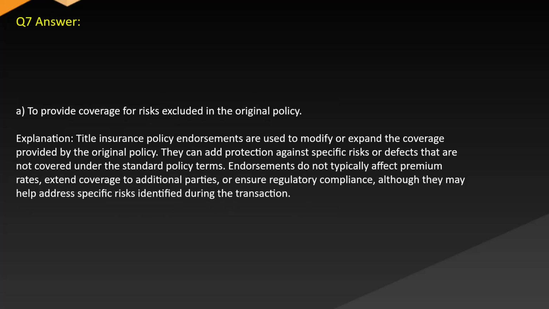Answer A. To provide coverage for risks excluded in the original policy. Explanation: title insurance policy endorsements are used to modify or expand the coverage provided by the original policy. They can add protection against specific risks or defects that are not covered under the standard policy terms. Endorsements do not typically affect premium rates, extend coverage to additional parties, or ensure regulatory compliance, although they may help address specific risks identified during the transaction.